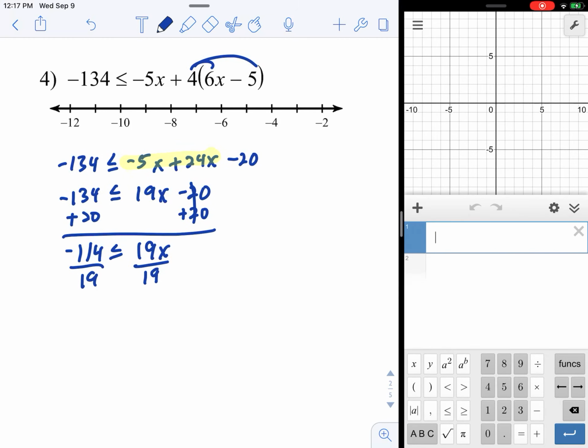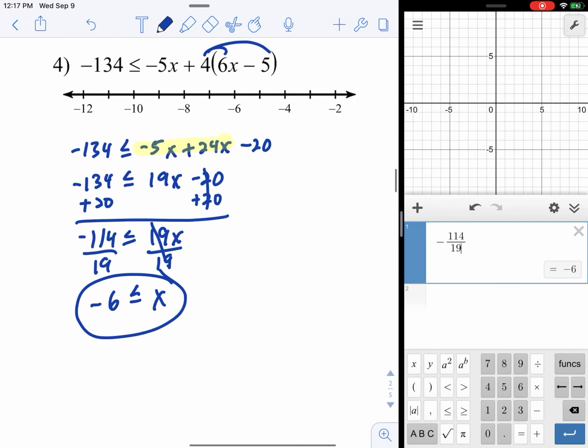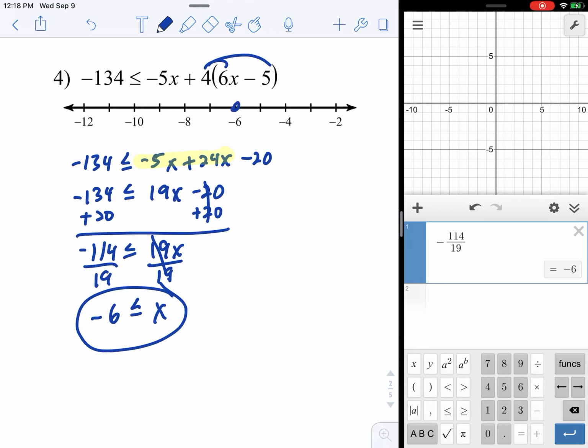Okay, so let me do this right. Negative 114 divided by 19 is negative 6. Negative 6 is less than or equal to x. That cancels out. So there's my answer. For graphing it, I need to put a dot on the negative 6. Because there's an equal sign here, it's a dot, not a circle.